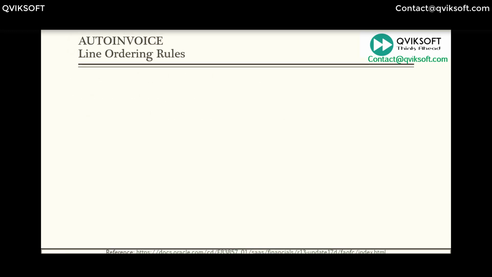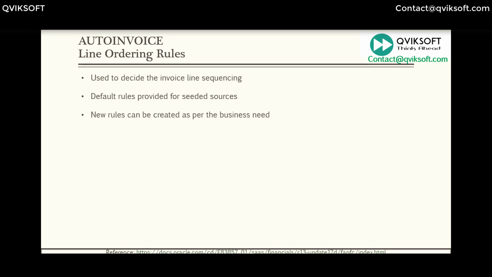line ordering rules. Now if you're importing so many lines from the external system, when the invoice is getting created in the receivable module, what should be the sequence of lines? Which line should be line 1, which line should be line 2, line 3? So how do you decide that? You decide that by using line ordering rules.